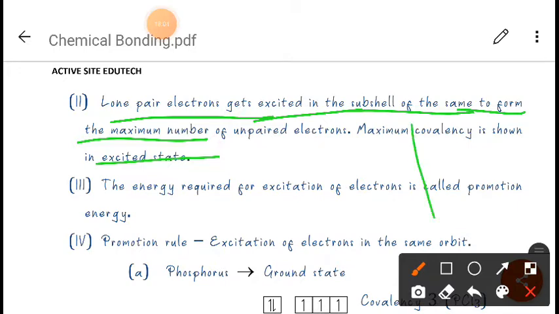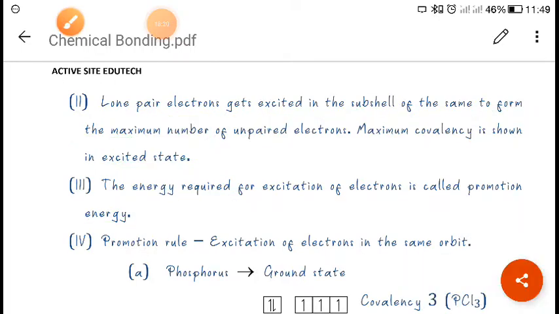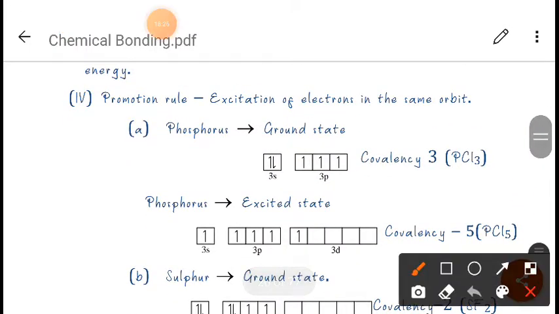Now next is the energy. The energy required for the excitation of an electron is called promotion energy. The energy required for the excitation of an electron is called promotion energy. So now we will see the promotion rule. What is the promotion rule? Excitation of an electron in the same orbit is called the promotion rule.